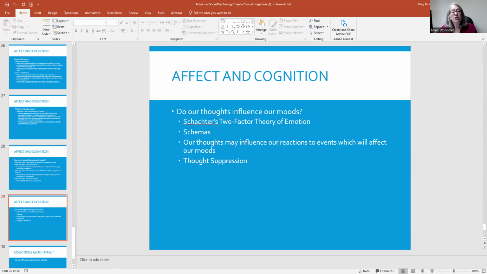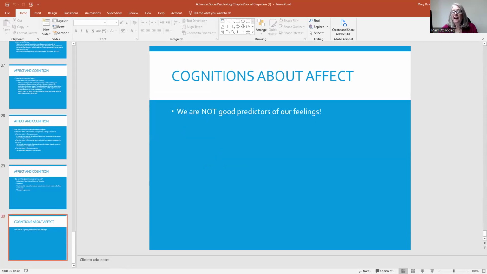So thought suppression doesn't work. If you really are having some negative emotions and you're having a hard time regulating them because your thoughts keep coming up, you need to write them down, talk to a therapist. You need to not try to suppress them. Suppression doesn't work. Thought suppression will lead to the very emotion that you're trying not to feel. Okay, so that is how our emotions can affect our thoughts.